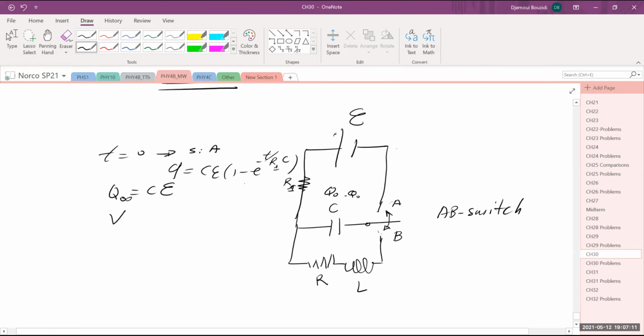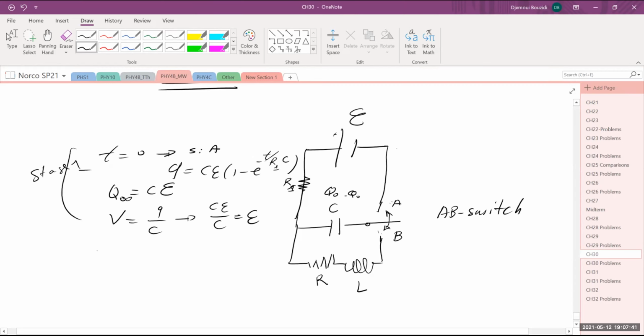So if you wait for a long time, when t goes to infinity, the charge will be this value. And the voltage is always Q over C. So at that point, the voltage will be C epsilon over C, which is just epsilon. Okay, so that is basically the first stage. Imagine with me that we built a charge in a capacitor. After that is done, this is stage 1.